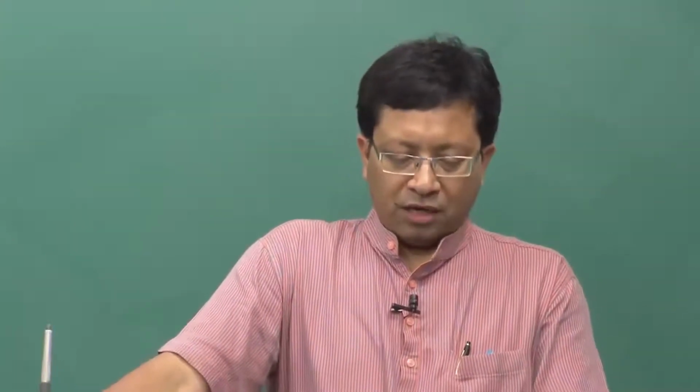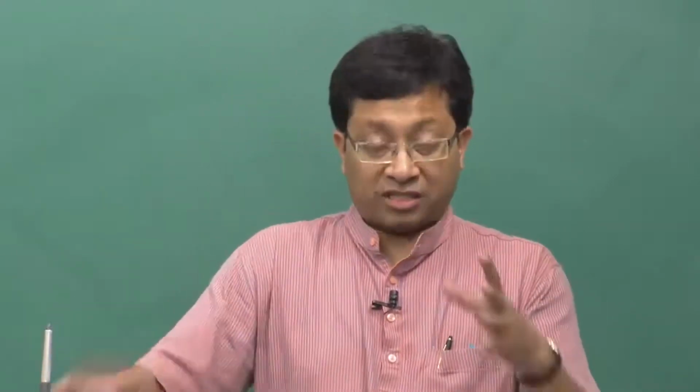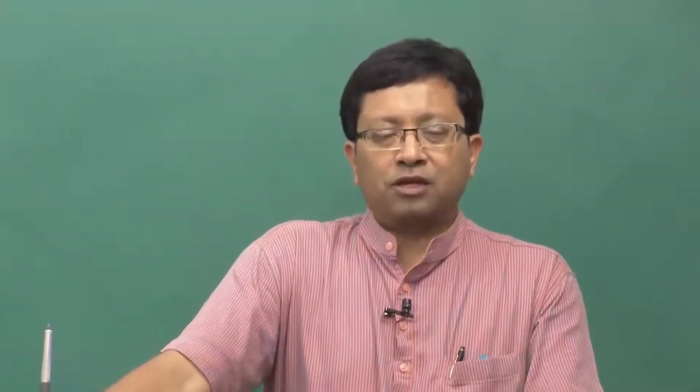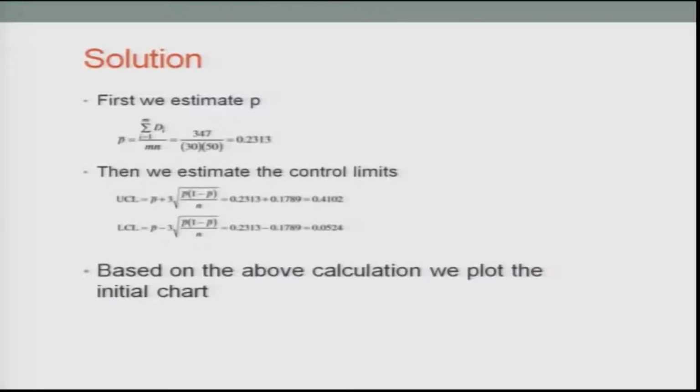So, first we estimate P, which is the proportion. In this problem we found out the total number defective was 347, and in each chunk you are taking 50 observations and such 30 sets of observations you took. So, obviously the overall proportion would be 347 divided by 1500, which comes out to be 0.2313. Then we estimate the control limits.